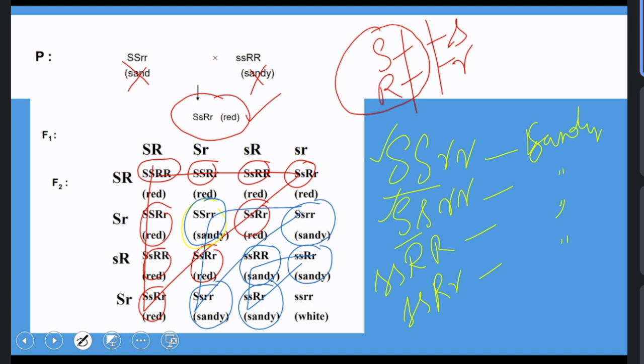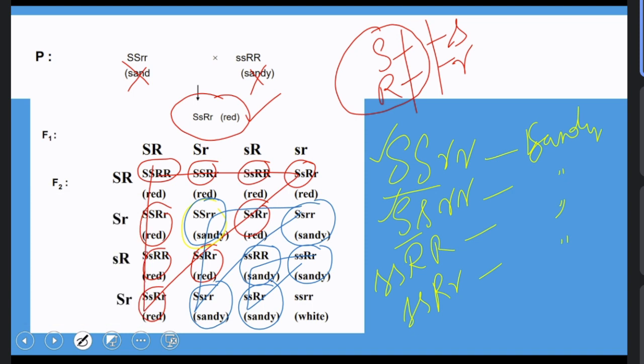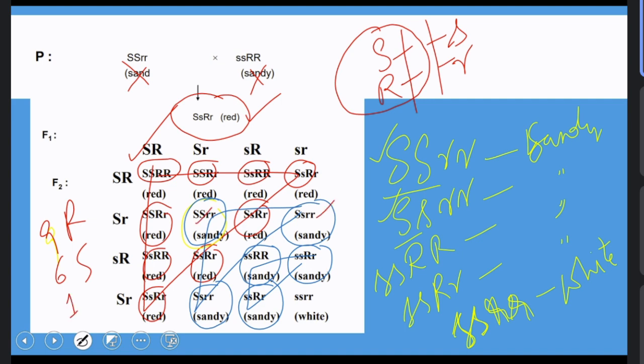And coming to the last one, where all the loci are said to be recessive. We know that when capital smallest is there, it results in white. When smaller is present, it also results in white. Thus, there are 9 red as seen here, 6 sandy, the blue ones, and 1 white, that is here.